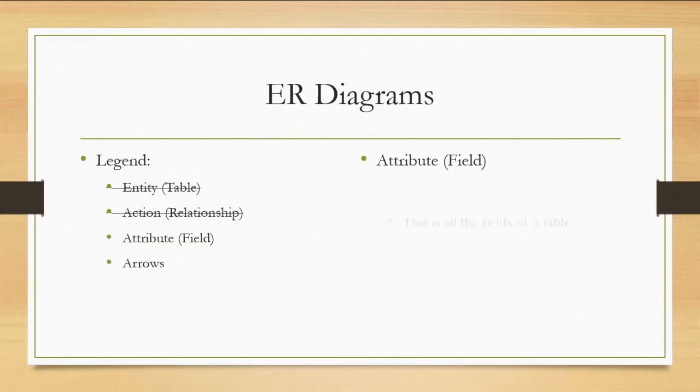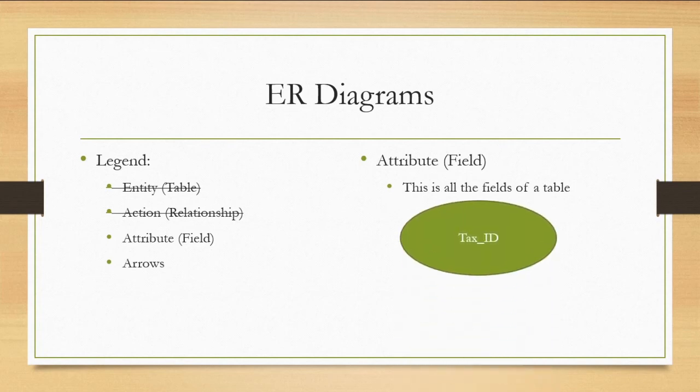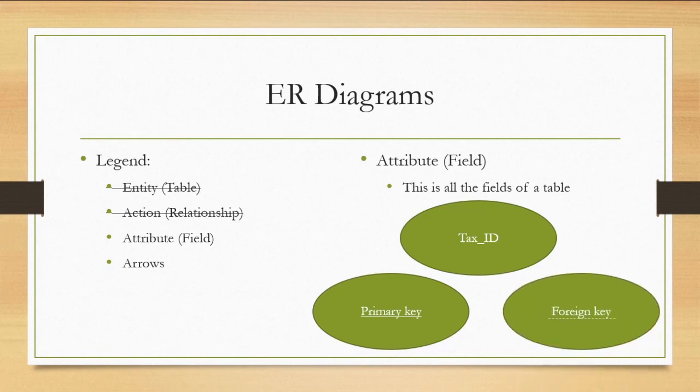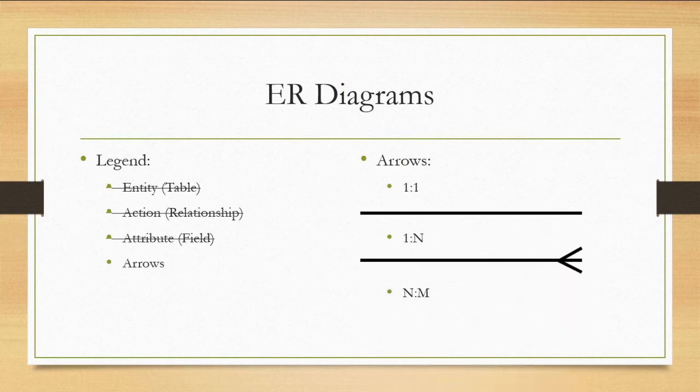Now attributes or fields, this is all the fields of the table. So normal fields will just be a circle, an oval with the name. A primary key will be underlined with a solid line, and a foreign key will have a dotted line underneath. Let's look at the arrows showing the type of relationships. For a one-to-one relationship, we have a normal line. For one-to-many or one-to-n, we have a line with a little feather at the back showing the many part. And for many-to-many, we have two little feathers on either side.